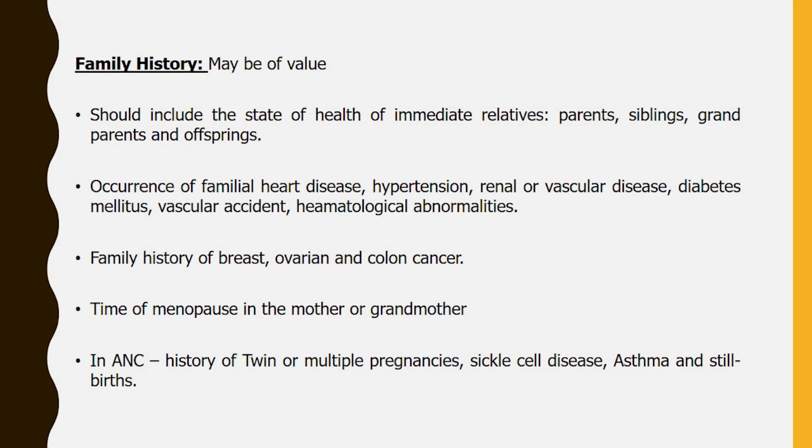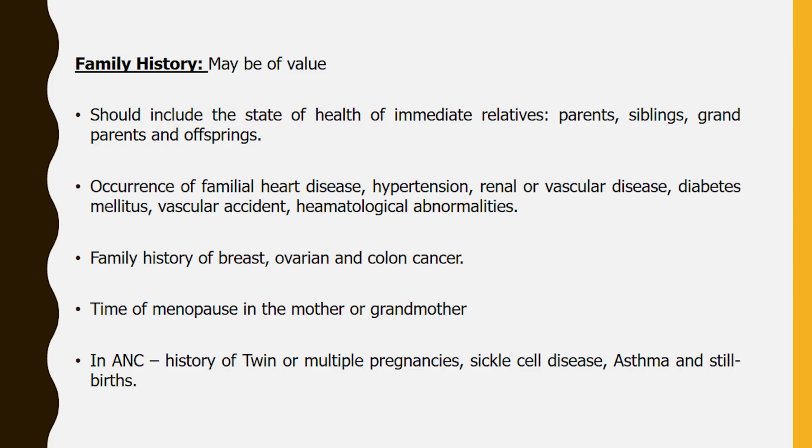After the past medical history, we need to go to the family history. The family history is of great value in identifying what the problems are. This family history should include the state of health of immediate relatives: parents, siblings, grandparents, and offspring. Because, like diabetes, it could be passed on to the offspring.